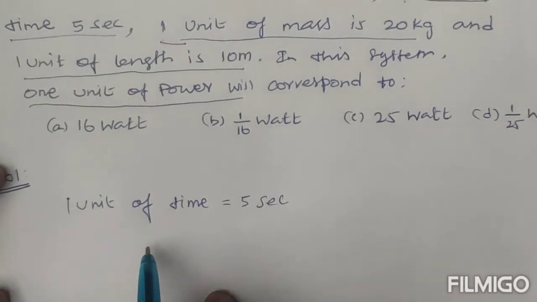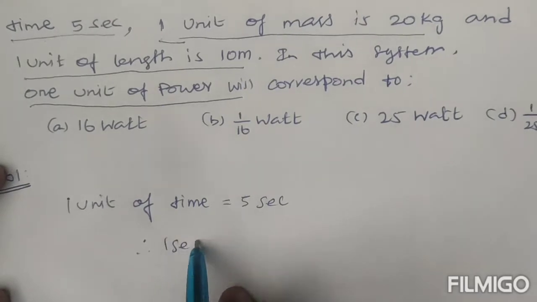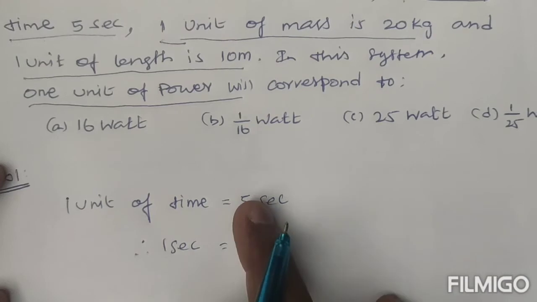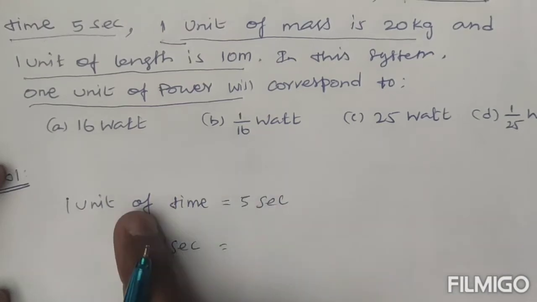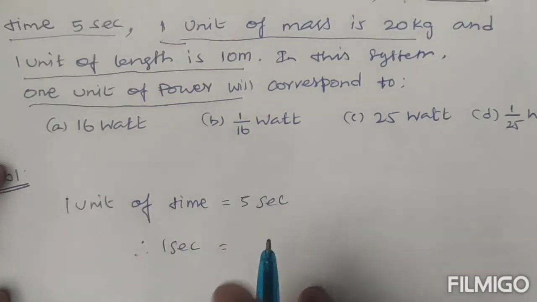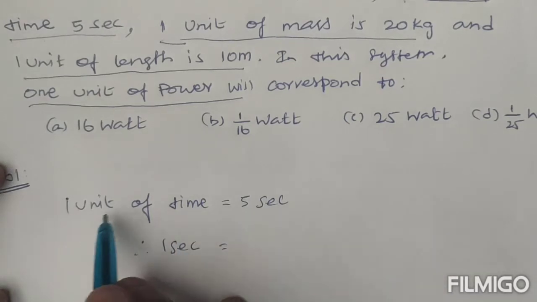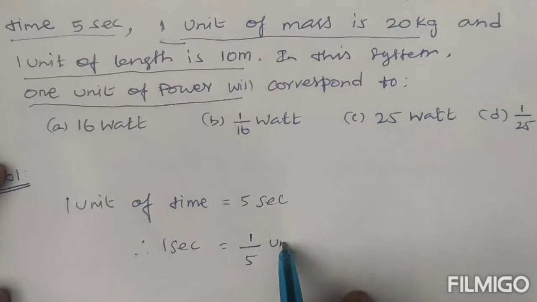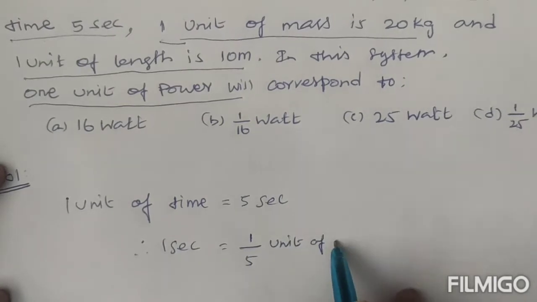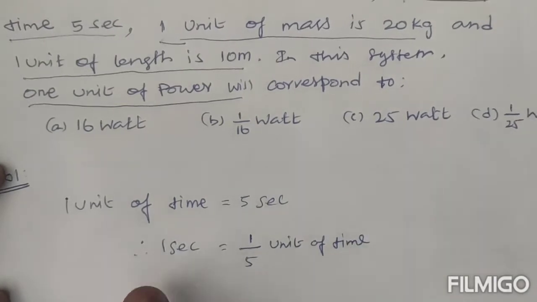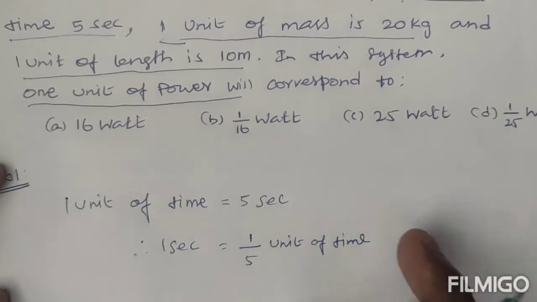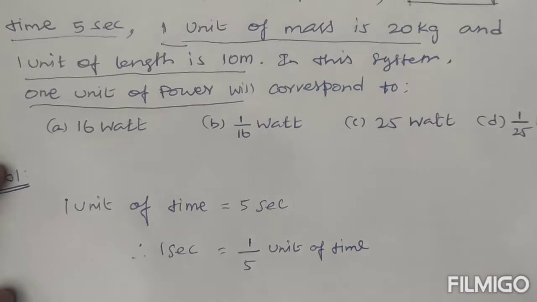Therefore what about 1 second? Here 5 seconds. So for 1 second, the 5 moves to the left side and becomes division. So 1 divided by 5 unit of time. So 1 second is equal to 1 by 5 unit of time. That is the meaning.